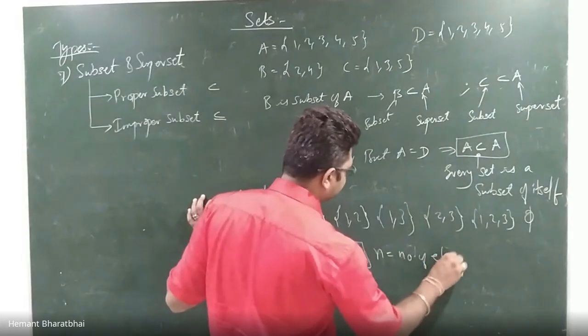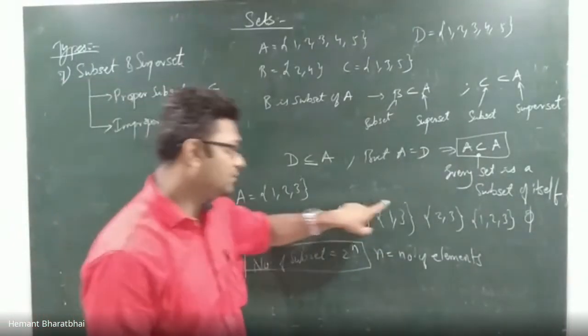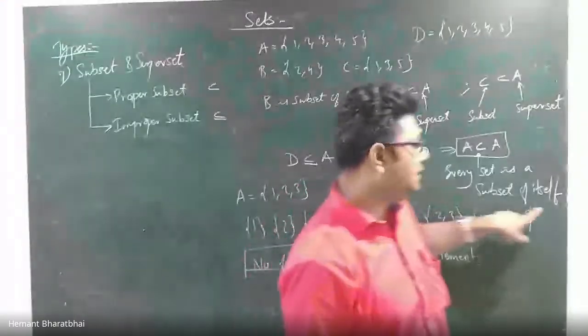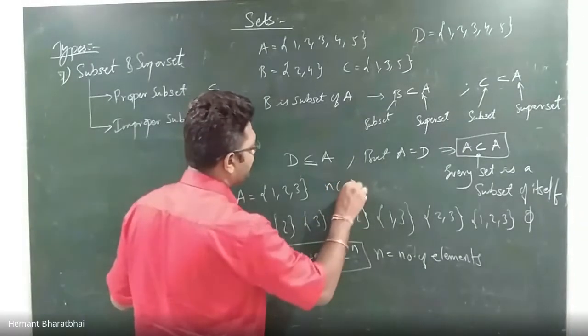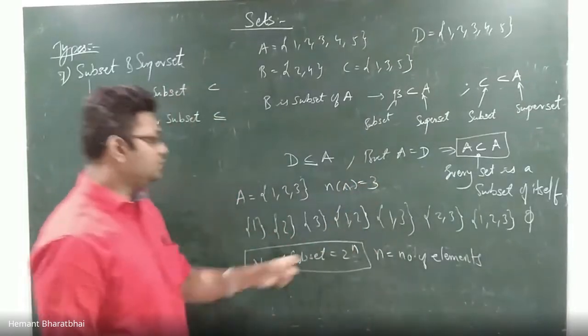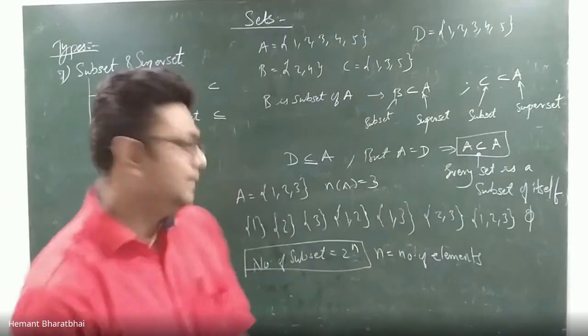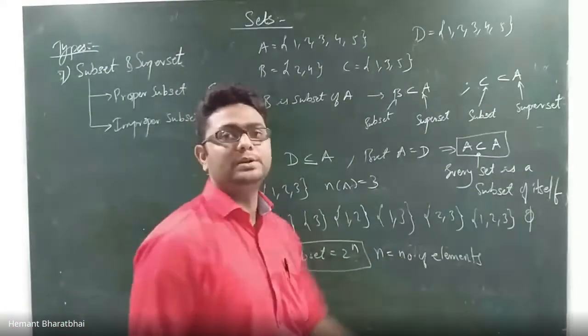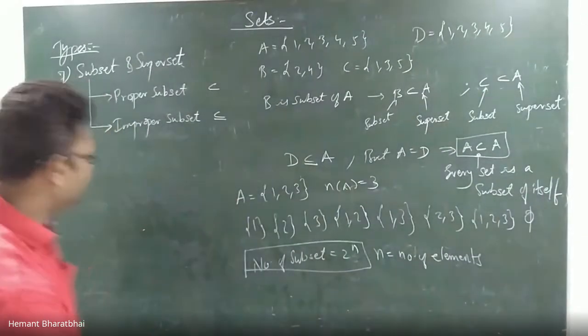Now let's count how many subsets I have just written. 1, 2, 3, 4, 5, 6, 7, and 8. And how many elements are there over here? 3. So 2 raised to 3 is also 8. So yes, number of subsets will always be 2 raised to n, where n is the number of elements. Let us see one more example.